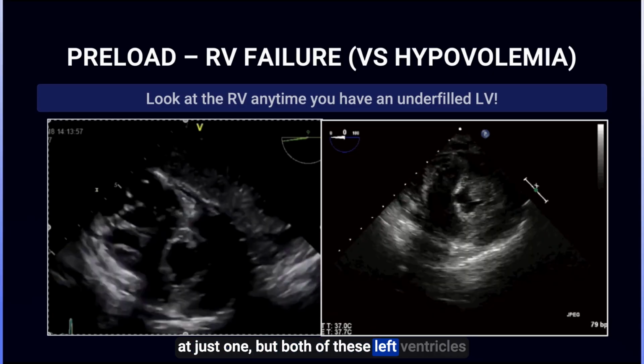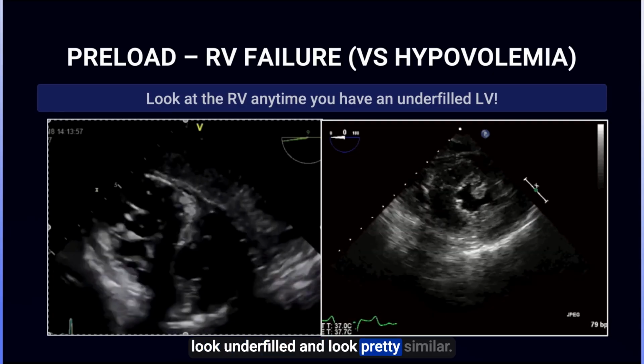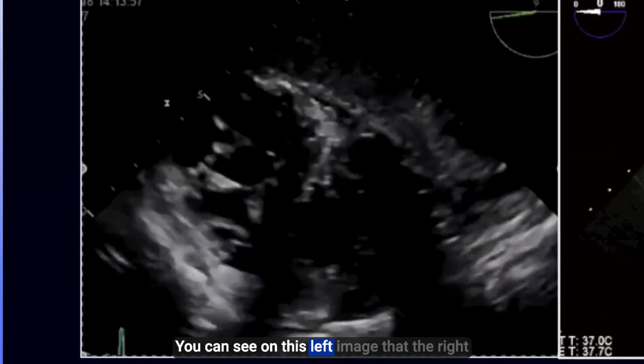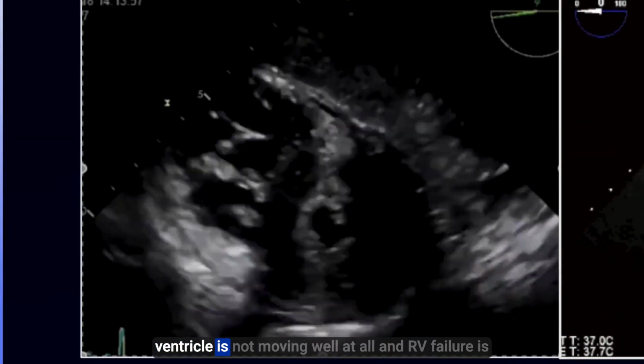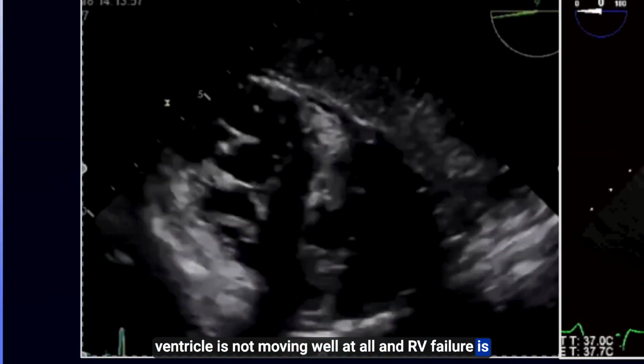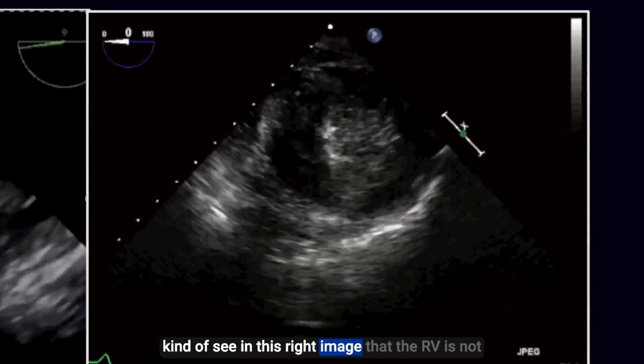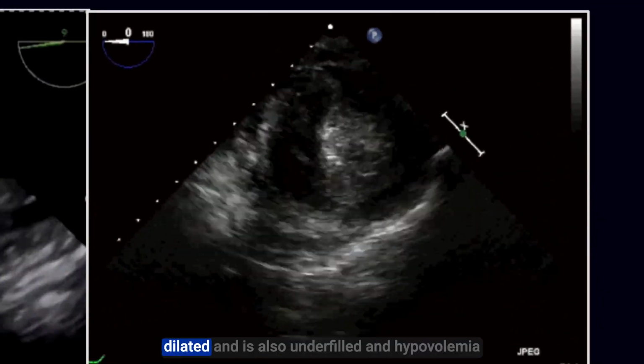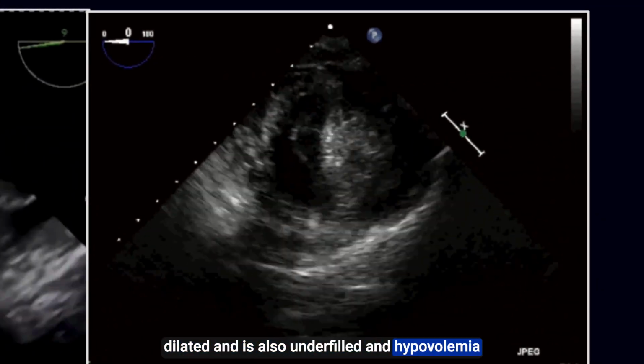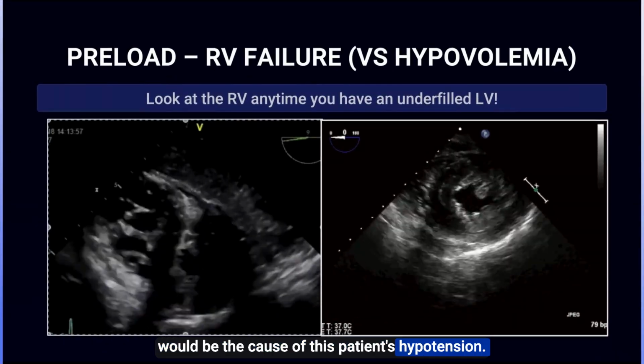But both of these left ventricles look underfilled and look pretty similar. You can see on this left image that the right ventricle is not moving well at all, and RV failure is the cause of the underfilled LV. Whereas you can kind of see in this right image that the RV is not dilated and is also underfilled, and hypovolemia would be the cause of this patient's hypotension.